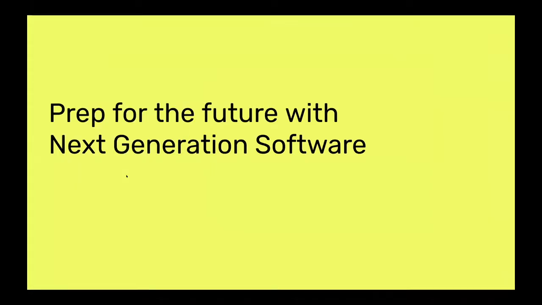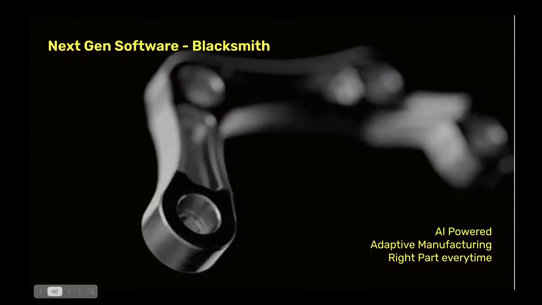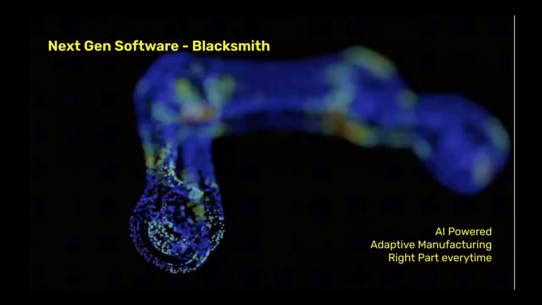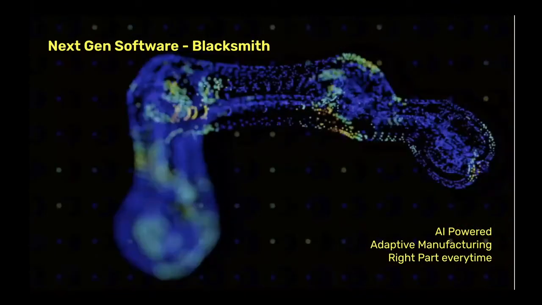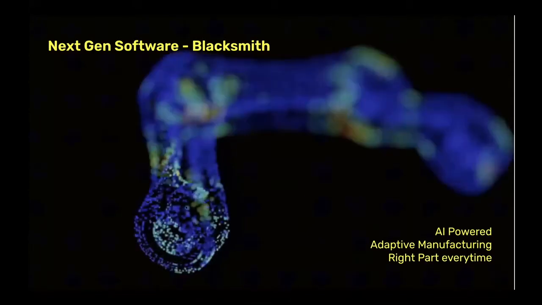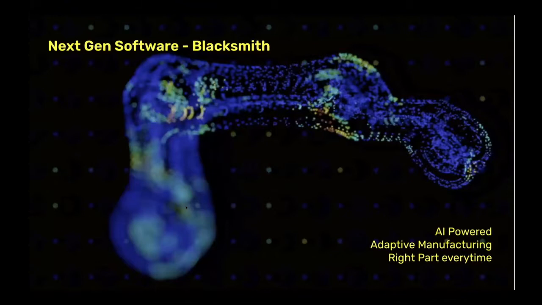We're constantly progressing with our software, and I'd like to present a bit of a teaser for our latest addition to our software suite. Here we have our next generation software called Blacksmith, which is AI powered. It's centered around adaptive manufacturing so that you can get the right part every time and really increase the accuracy of your parts. I'm going to present a short video here.